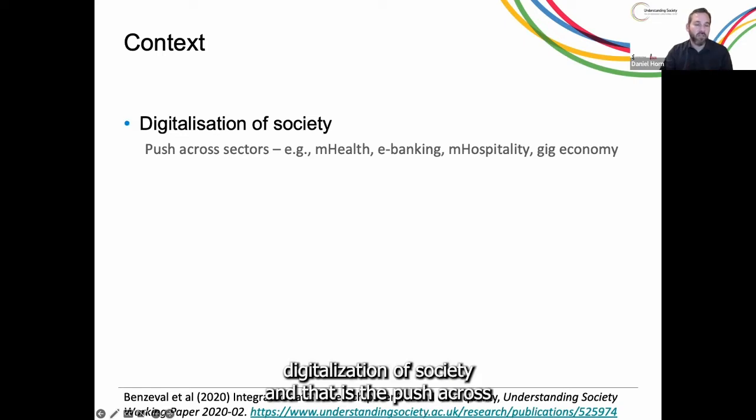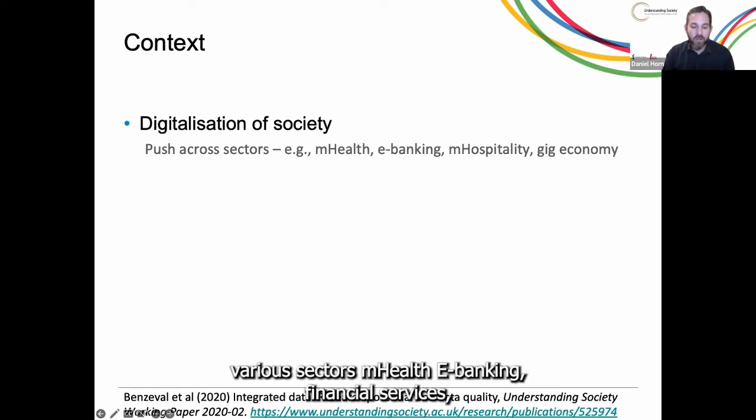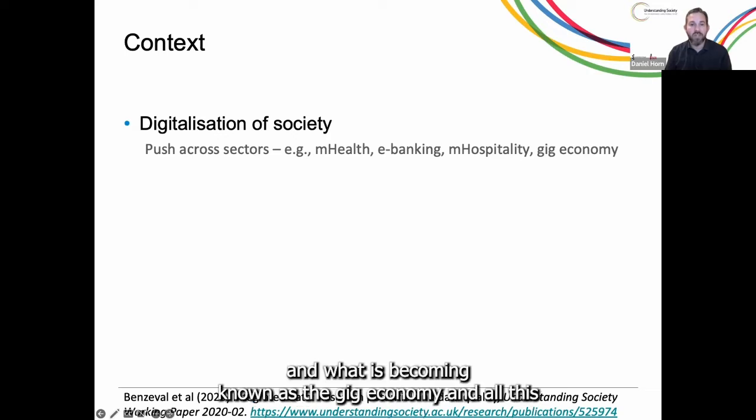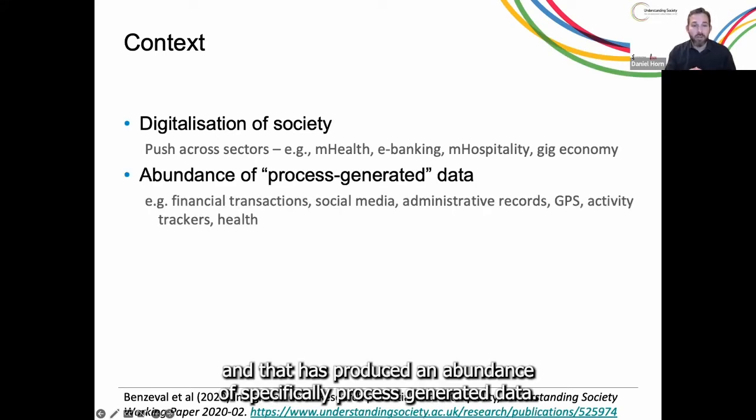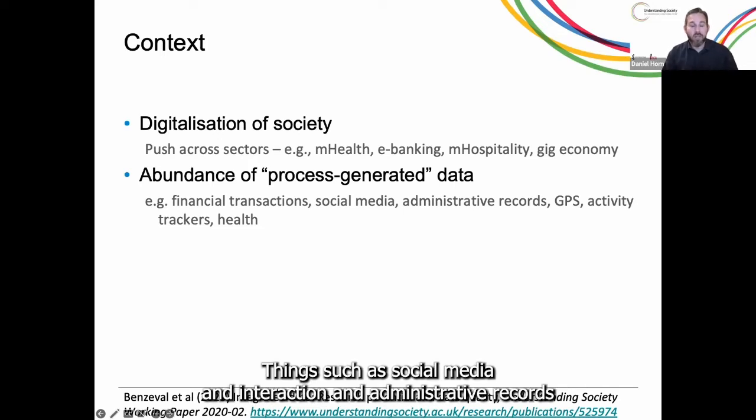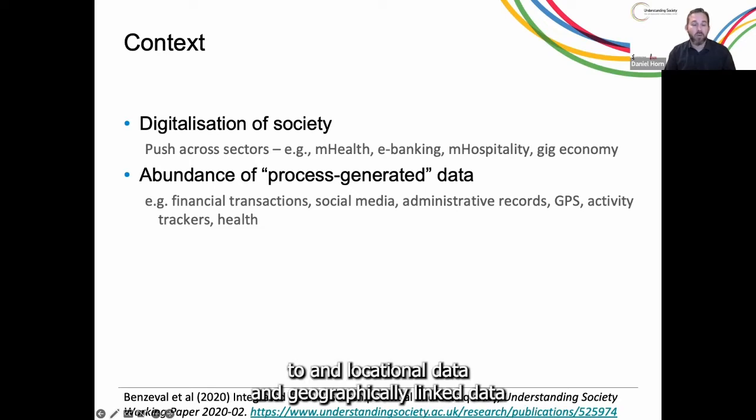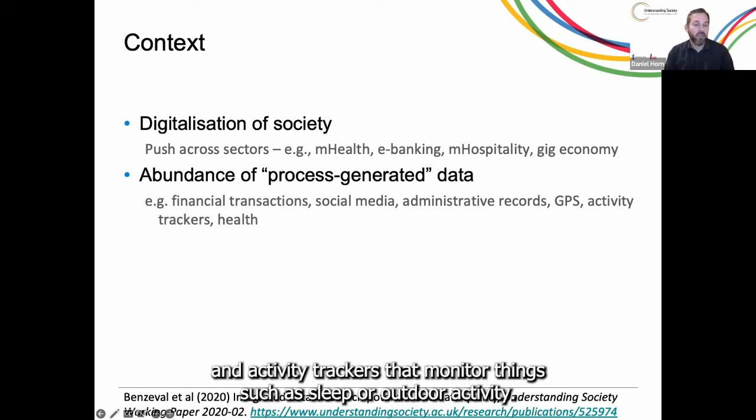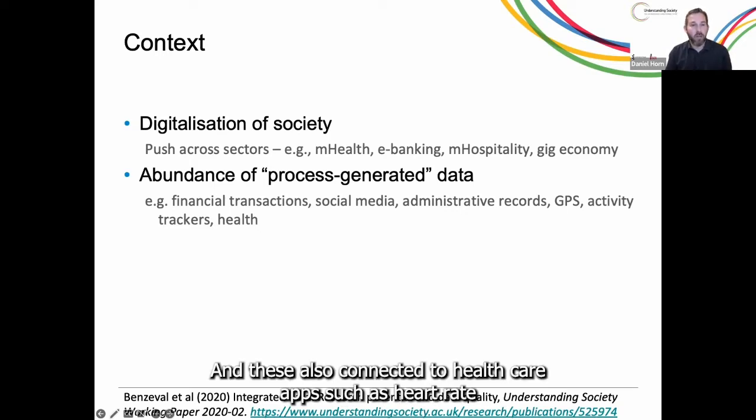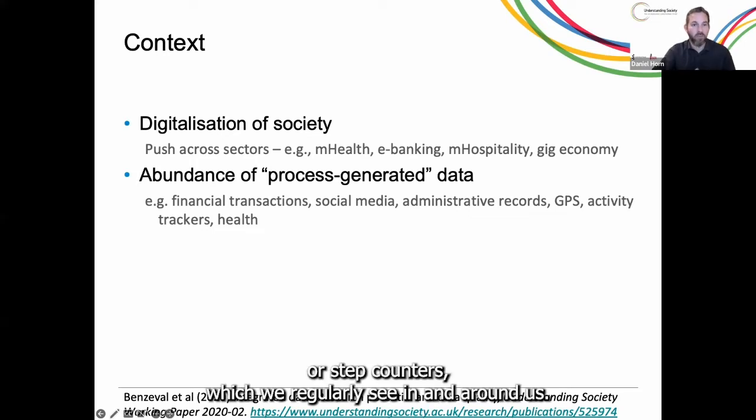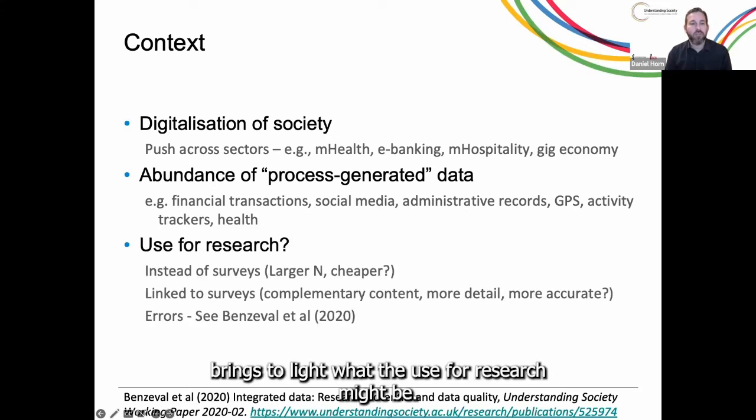particular digitalization of society, and that is the push across various sectors: m-health, e-banking, financial services, hospitality, food services, for instance, and what has become known as the gig economy. And all this digitalization of society has produced a wealth of information, and that has produced an abundance of specifically process-generated data. Things such as social media, interaction and administrative records, to even locational data and geographically linked data and activity trackers that monitor things such as sleep or outdoor activity. And these also connected to healthcare apps such as heart rate or step counters, which we regularly see in and around us. And that brings to light what the use for research might be.